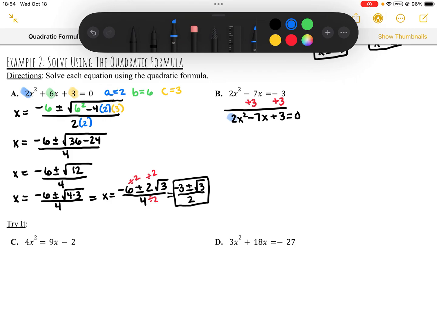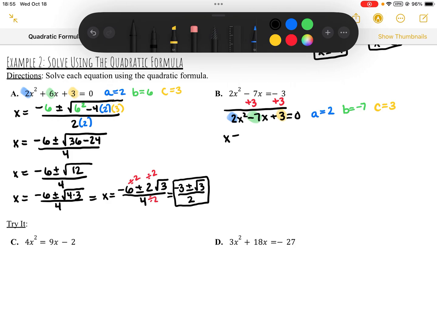Now that it's in standard form, I can go ahead and identify my A, B, and C. So A is 2, B is -7, and C is going to be 3. So now I substitute these values into the quadratic formula.